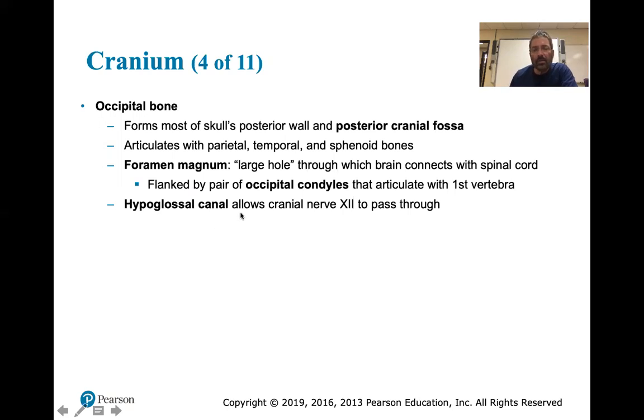The hypoglossal canal allows cranial nerve 12 to pass through. And remember, I said they go from superior to inferior. So cranial nerve 12 is going to be all the way at the very base or bottom, and that's going to articulate your tongue muscles. And once again, it's purely motor.